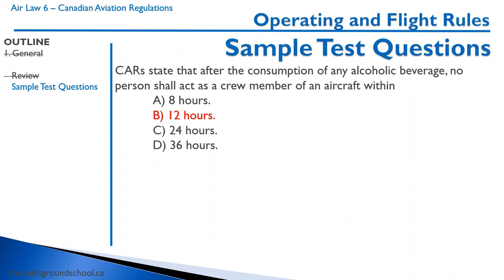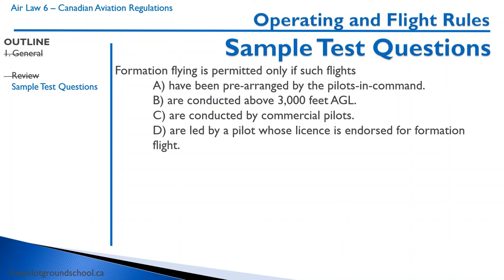Okay, our last question. Formation flying is permitted only if such flights are A, pre-arranged by the pilot in command. Yeah, that's the correct answer. The pilots in command have to notify one another and come up with some sort of an arrangement for how they're going to conduct this flight. B, are conducted above 3,000 feet? Nope. C, commercial pilots? Surprisingly, no. You can be a private pilot and do it. D, a pilot whose license is endorsed for formation flight? Nope. I don't believe that even exists. Correct answer is A.